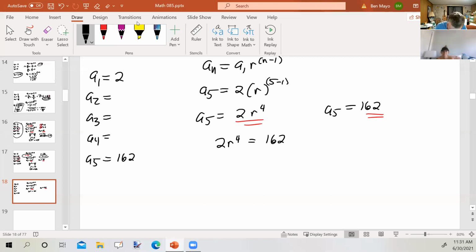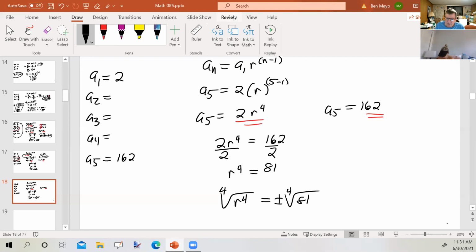Okay, sorry about that. All right, now we're going to divide both sides by 2 to isolate the variable. But now I'm going to take the fourth root. So r is going to be plus or minus the fourth root of 81. Wow. What are we going to do with that? Well, think about this. What number raised to the fourth power is 81?